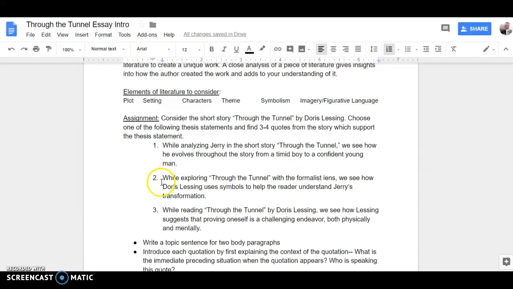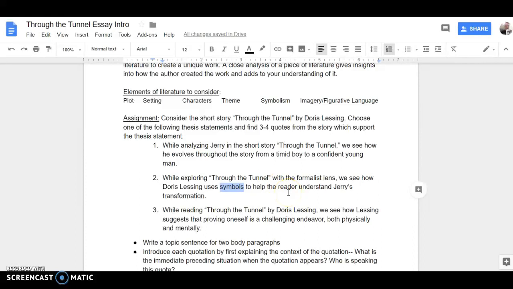Right? Option number 2 is, while exploring Through the Tunnel with the formalist lens, we see how Doris Lessing uses symbols to help the reader understand Jerry's transformation. So Jerry's transformation, this is related to our other one, him becoming a more confident, more mature young man. Right? But you're going to look at the symbolism in this story. So what symbols do you see that help Jerry become this more confident man? All right. Big hint, the tunnel that he swims through happens to be one of those symbols.